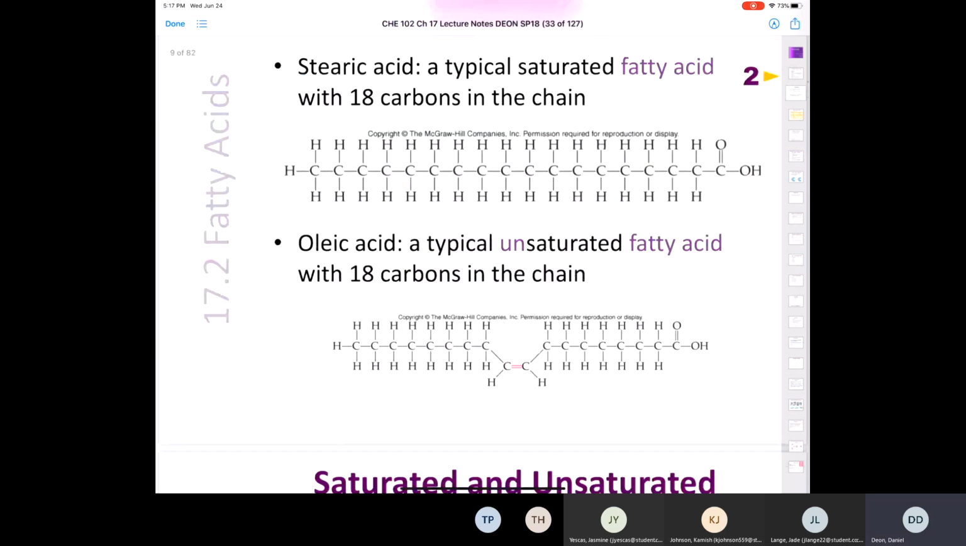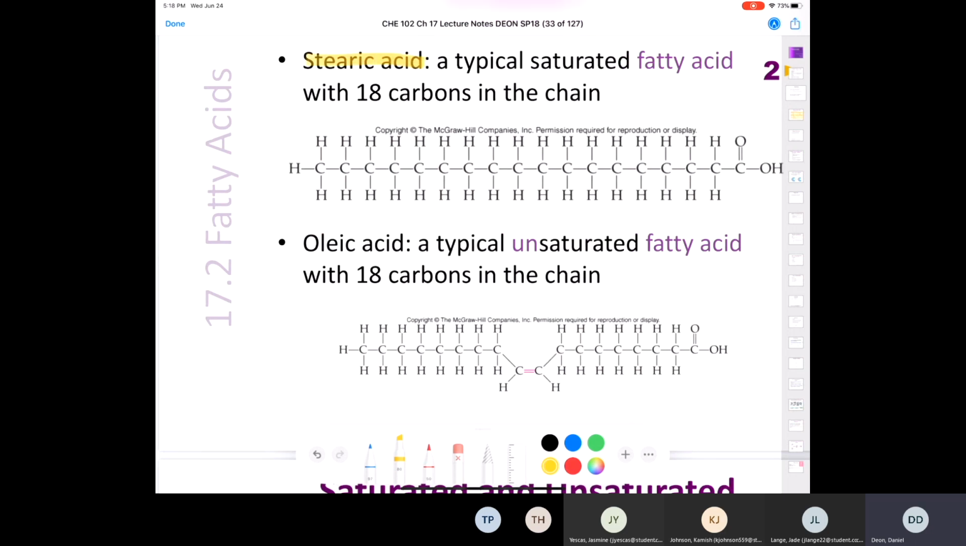A little bit more about the structure here. The fatty acid that I drew on the previous slide had 18 carbons deliberately, because I wanted to draw stearic acid. And stearic acid, what do you think of when you hear the word steer? You probably think of steering a car, but you might think of a bull, something from the bovine family. Stearic acid is a fatty acid that comes from the hydrolysis of beef fat, which is tallow, and I'm sure it's found in other places as well. But stearic acid, it says, is a typical saturated fatty acid with 18 carbons in the chain.